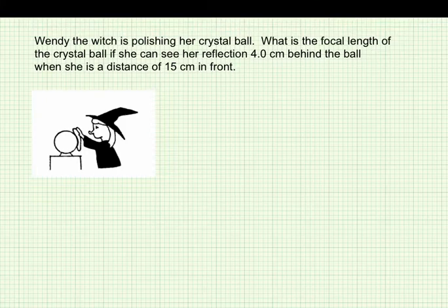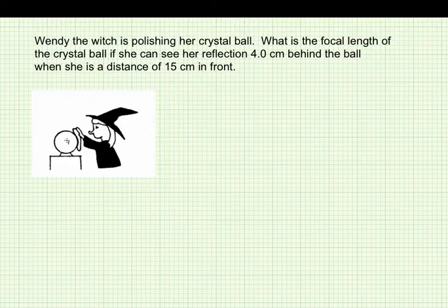Okay, now we have an example where Wendy the witch is polishing her crystal ball. And the question is, what is the focal length of the crystal ball if she can see her reflection 4 centimeters behind the ball when she's a distance of 15 centimeters in front? Notice the curved surface. All of a sudden, this is no longer a concave mirrored surface, but a convex mirrored surface. So if we take a look at this, we were given that the reflection is back here.